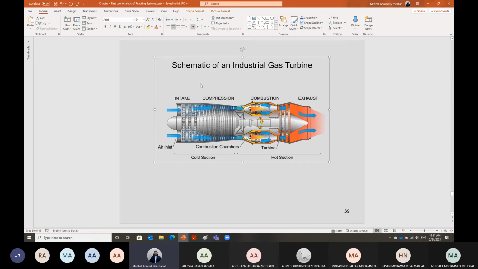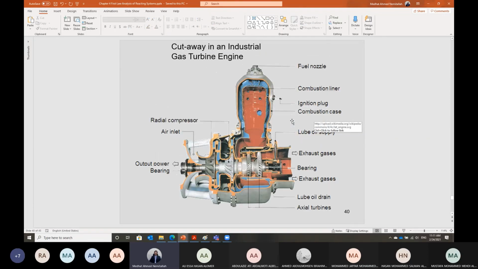This gas turbine, Shabab, this is a schematic of an industrial gas turbine. A gas turbine consists here of a compressor. We call it the cold section. The compressor compresses the gases to the pressure of the combustion. Usually we have more than one combustor. We call this a can combustor. We call it a multi-can combustor because we have multiple combustors around the shaft, and then the combustion gases are passed through to expand through the turbine. Then we can generate the shaft power in this case.